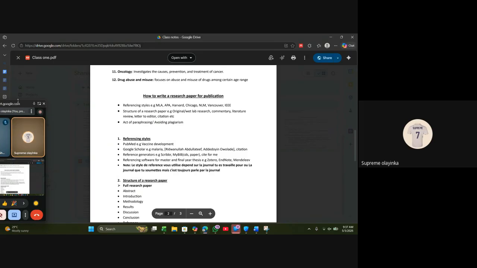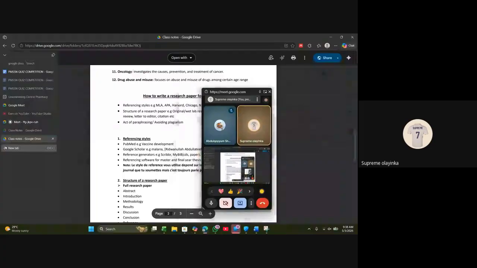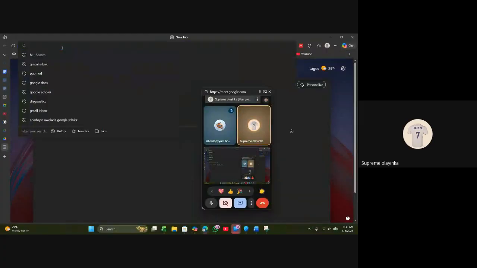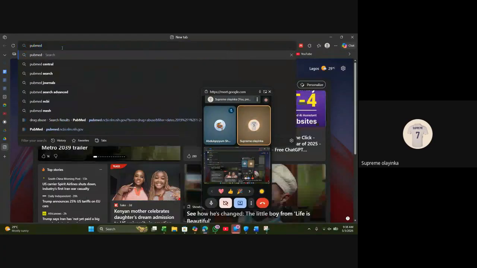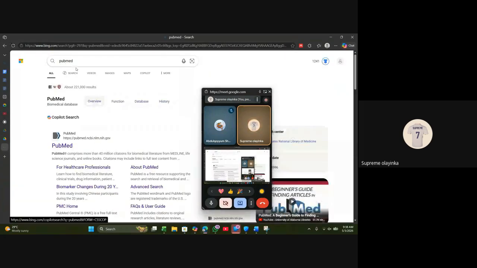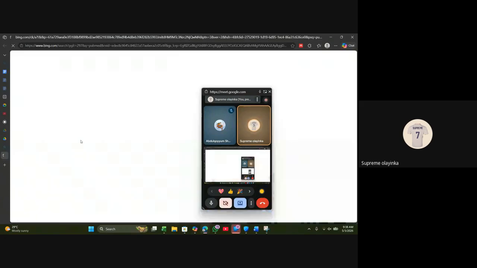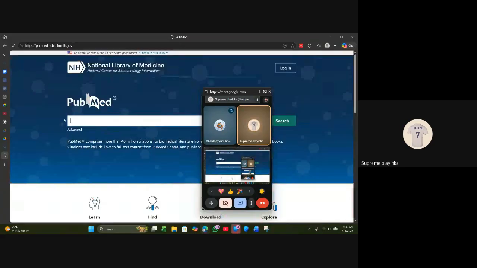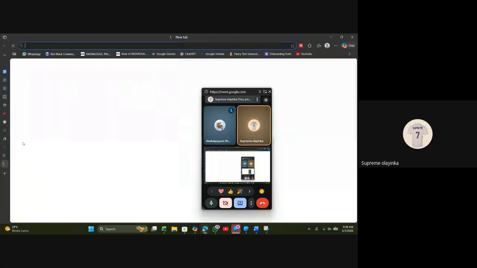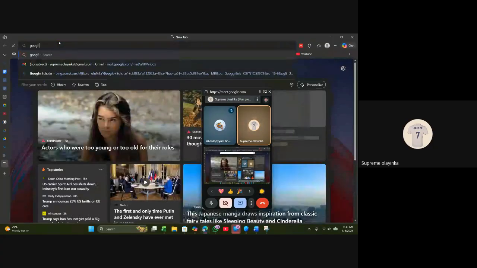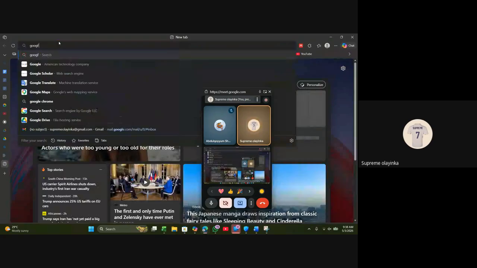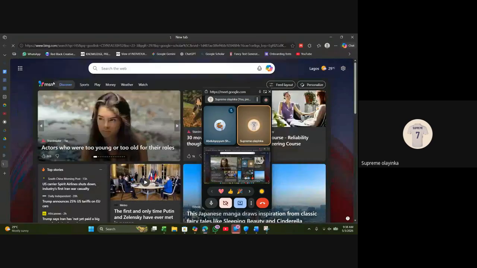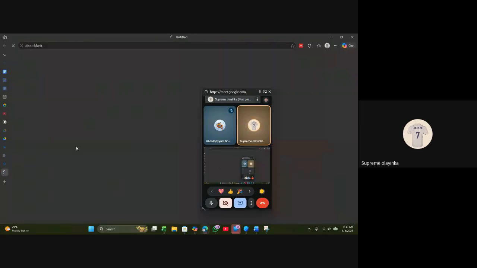So to use any of this, all we need to do is just go to our browser, any of our browsers, and click on PubMed, P-U-B-M-E-D, right? So we have PubMed. You can click on PubMed, then you click on the first result. Then it will lead you to something like this. You can also do the same when you click on Google Scholar. So all you need to do is just click on Google Scholar. Anyway, I have it here already. So you click on the first result also. So you should have it.